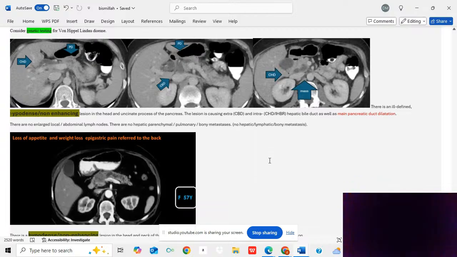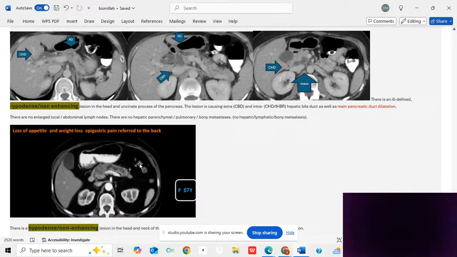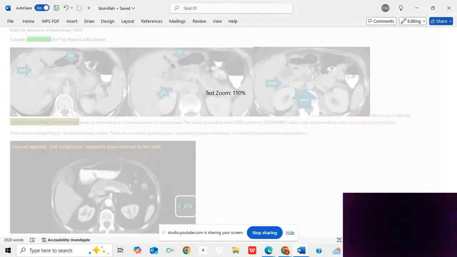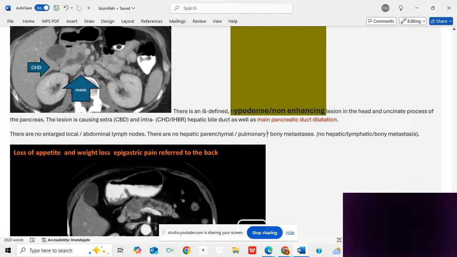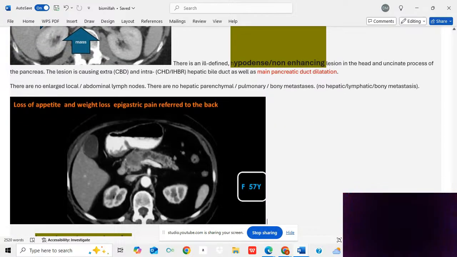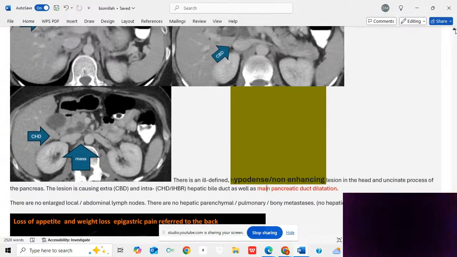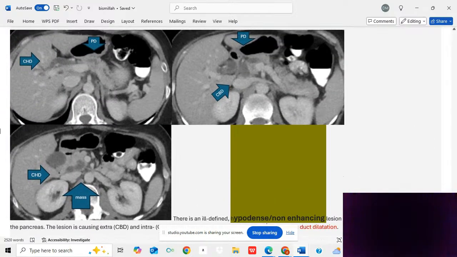So let's start with the first case here. We need to zoom. Okay, so this is the first case. Okay, so the first sign is this.